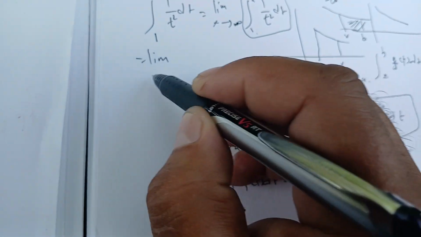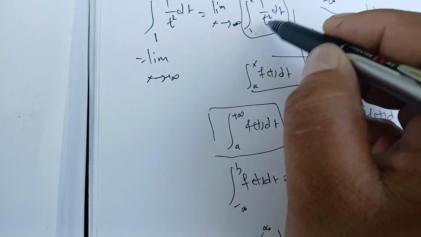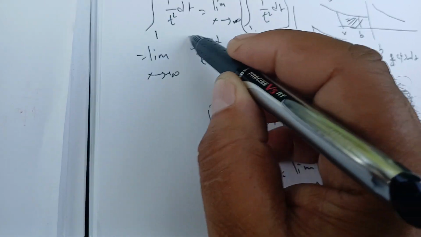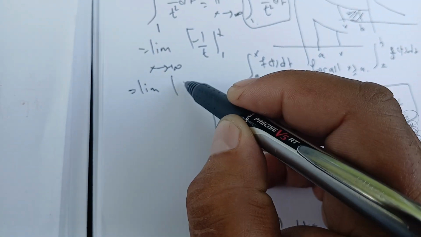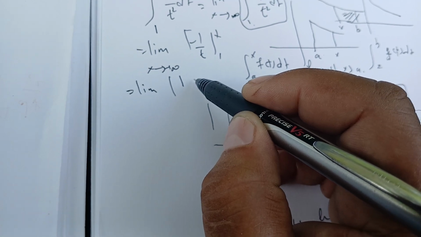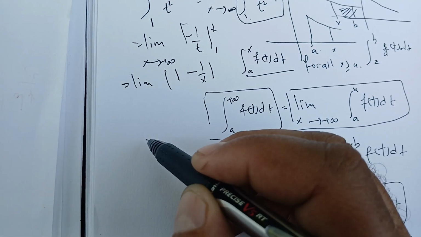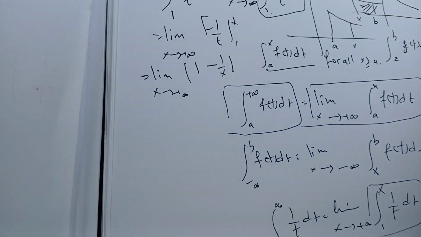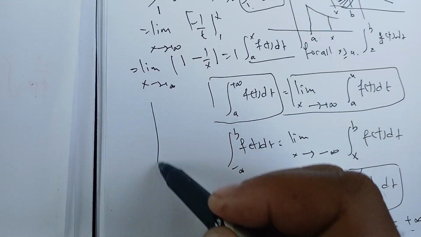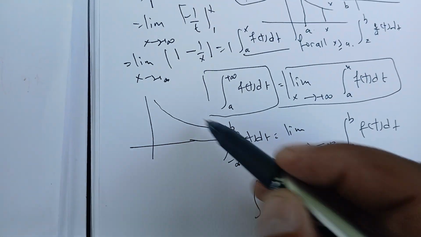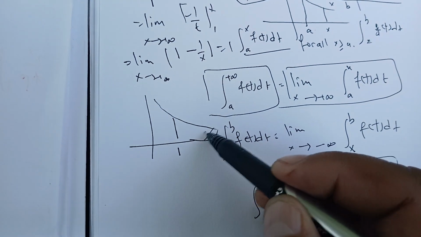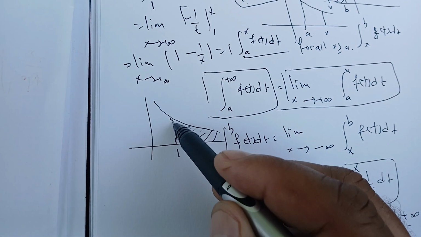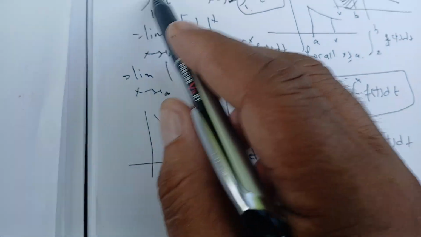And as x goes to infinity, we can compute this one as minus 1 over t between 1 and x. So it's just 1 minus 1 over x. And when we take the limit as x goes to infinity, we get 1. That means the area under the graph between 1 and infinity is just 1. It's finite. That's how we interpret this infinite integral.